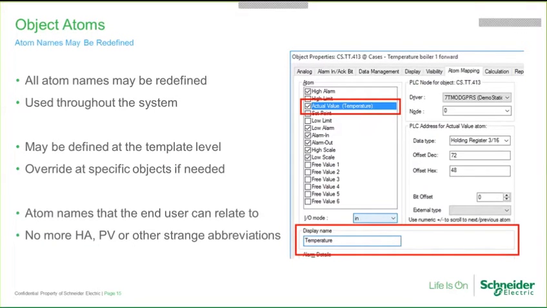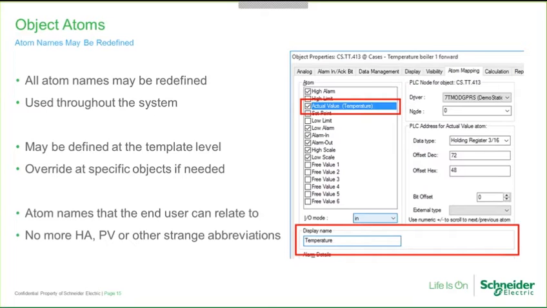It becomes very interesting because now you can actually define the atom names, both for the free values, but also you can redefine the atom names for all the predefined atoms. So actual value can be renamed to temperature if you want. And that means that everywhere the end user would have seen actual value, he will now see temperature.